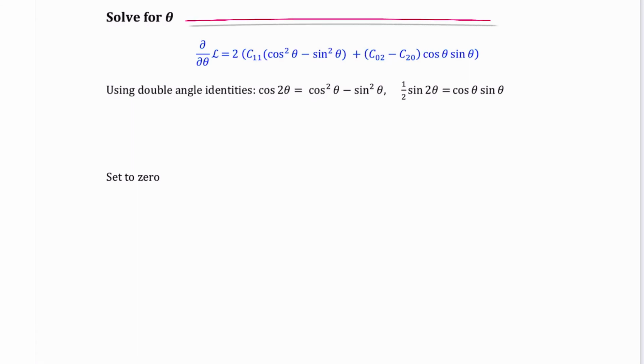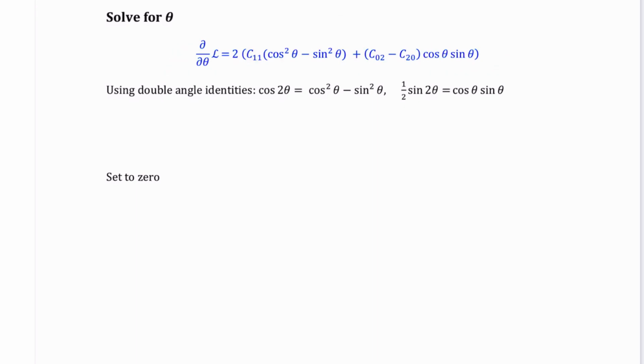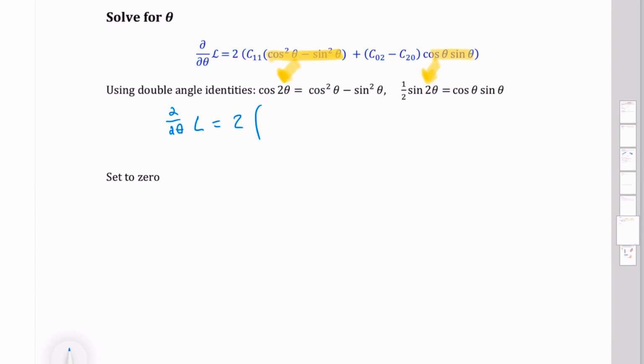So I've just copied that solution down here, and now we're going to simplify that by using our double angle identities. So I can replace this entire term here with a cosine, and I can replace this term here with the sine of 2 theta. So let me rewrite that out there. So we're saying the derivative with respect to theta of L is equal to 2 times the quantity of C11 times cos 2 theta plus C02 minus C20 over 2 times the sine of 2 theta.